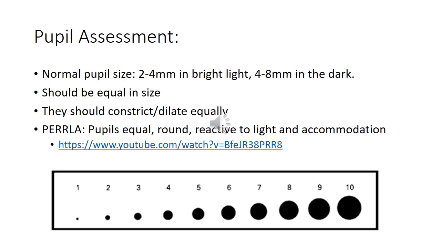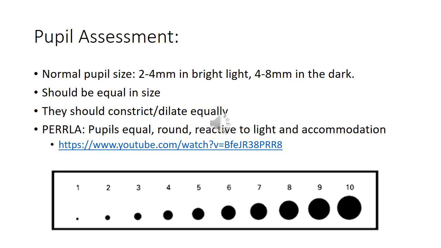So pupil assessment is something that you're familiar with. You do this when you do your physical assessment. You check the size of the pupil, and it should be anywhere from 2 to 4 millimeters in bright light and 4 to 8 millimeters in dark light. You see the scale at the bottom of the page here to show you the size of the pupil and how it dilates. It should be normal in size when you look at it. They should constrict and dilate equally when they're exposed to light.